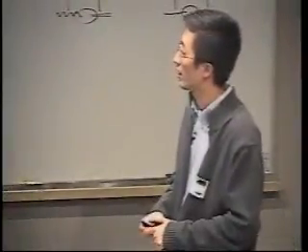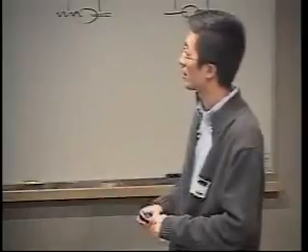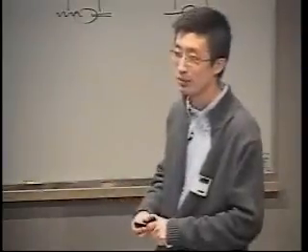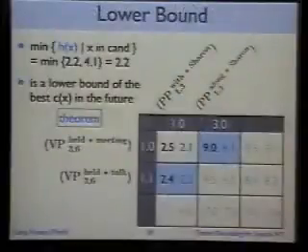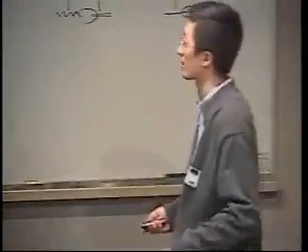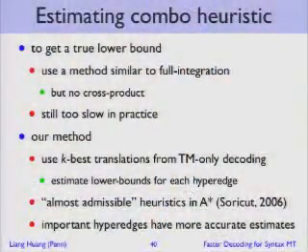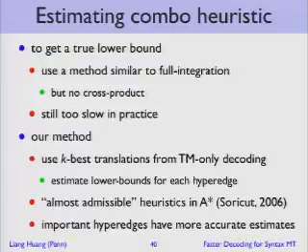Actually, the other way we look at this problem is, does it really cause search errors? So probably you got something that is even better than your heuristic, but it doesn't affect the search quality for the top node. That's likely to be the case. Okay. So important hyperedges have more accurate estimates. And okay, let's look at experiments.